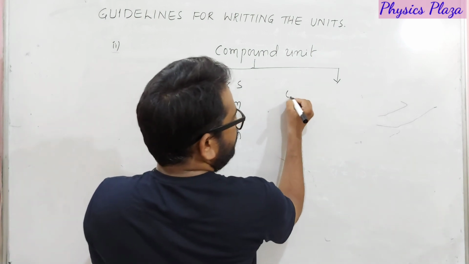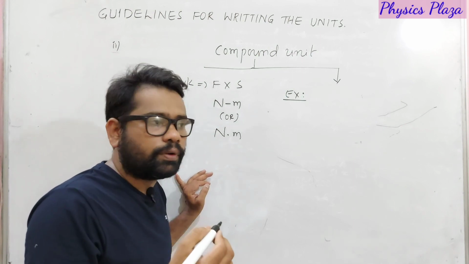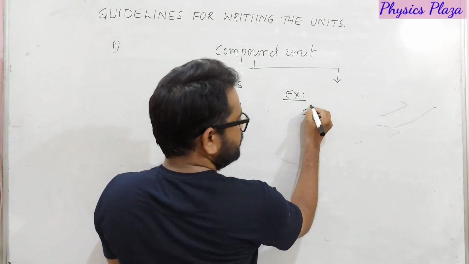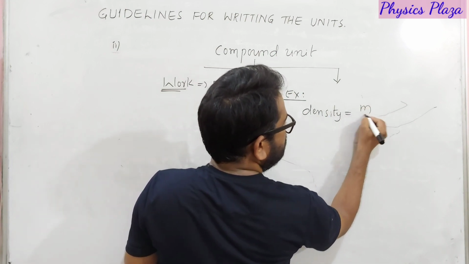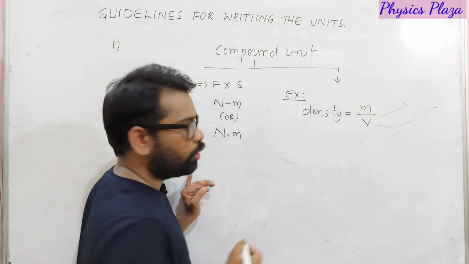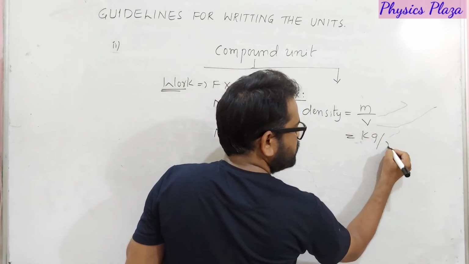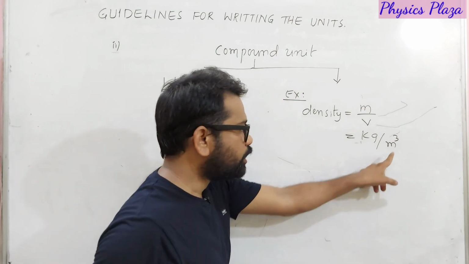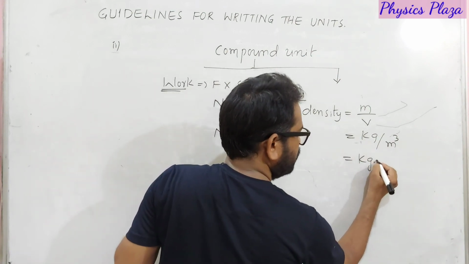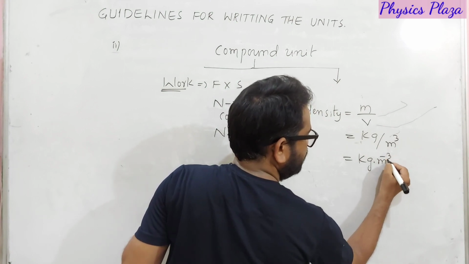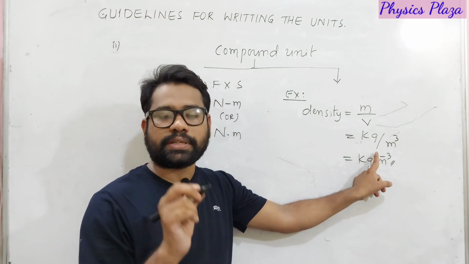So let us take an example of a unit of density. Children, density is equal to mass by volume. So mass is in kg and volume is in meter cube. This meter cube can be taken to the numerator, then it will become kg m power minus 3, which means negative powers are accepted, negative powers can be written.